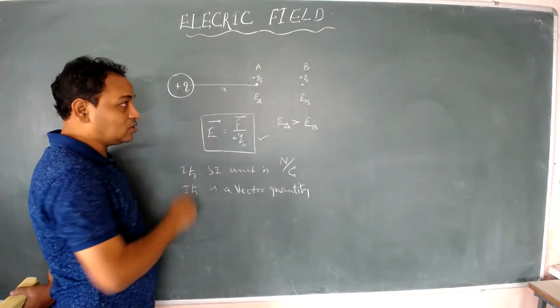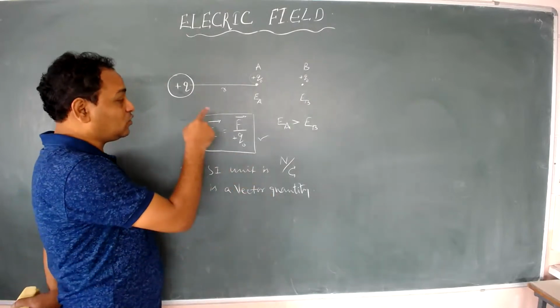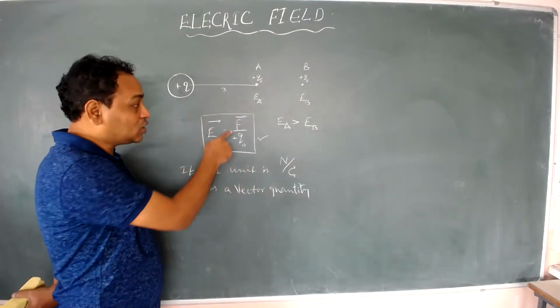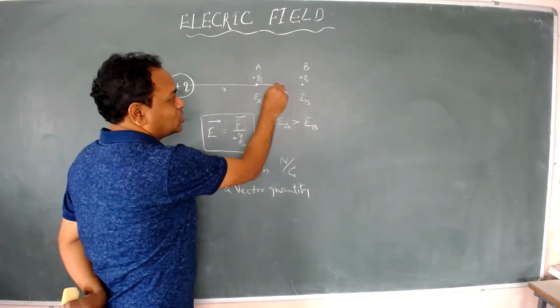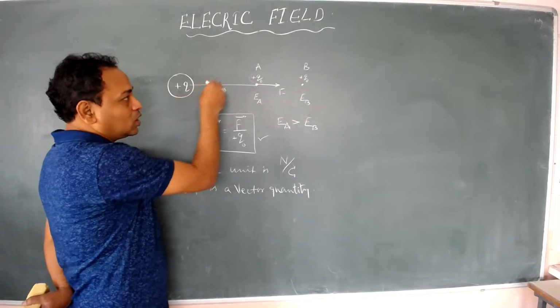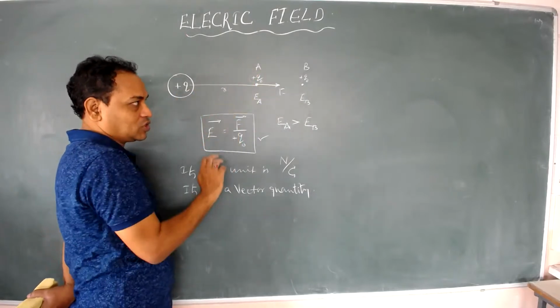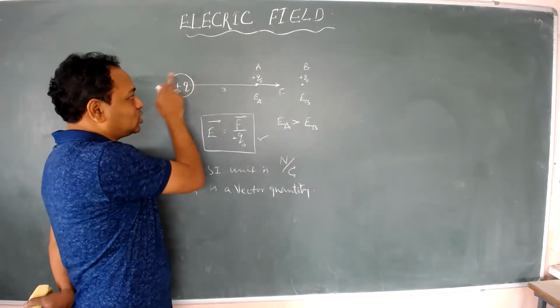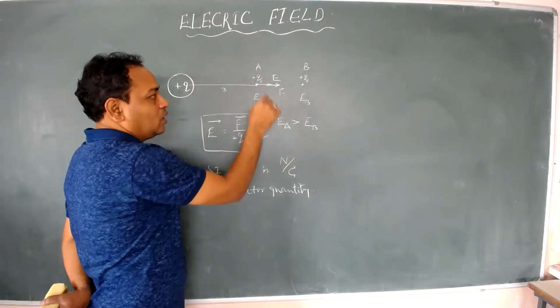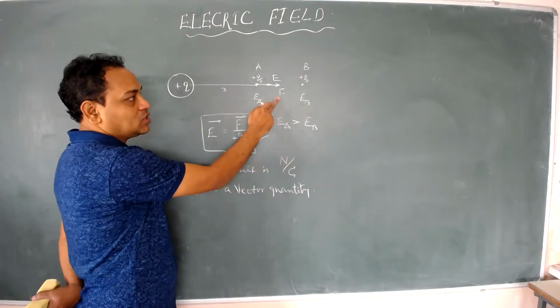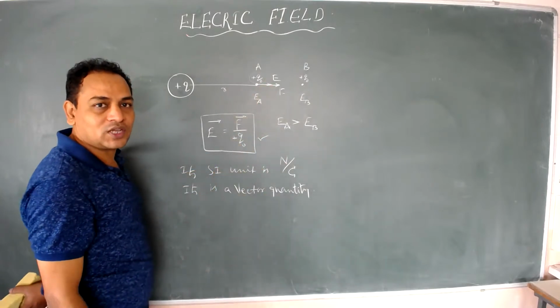So in which direction will this electric field be? The electric field will be in the direction of the electric force. See, this is repelling that side. That means in this direction the force is there. That means it is repelling this positive charge in that direction. Then in this case, its electric field will be along the same direction as that of F. F direction and E direction both will be the same.